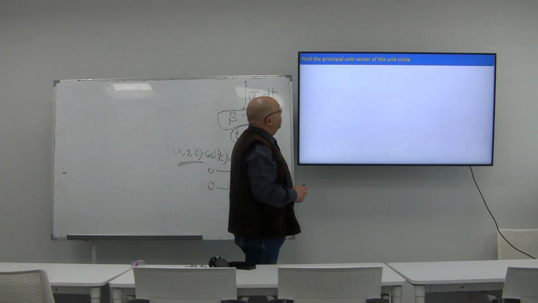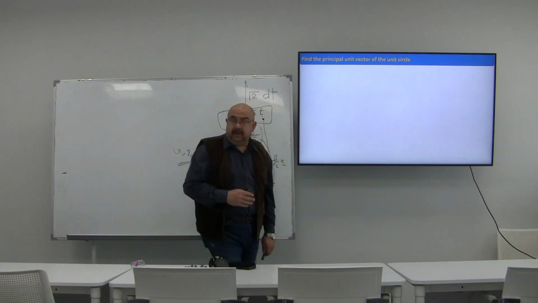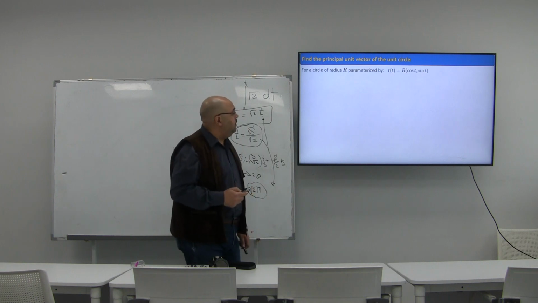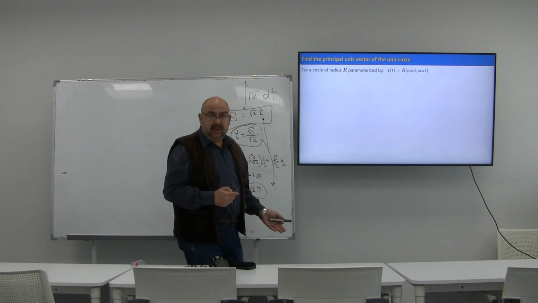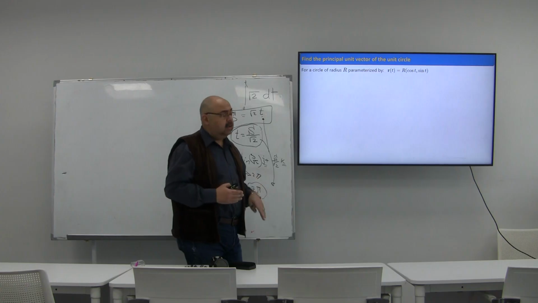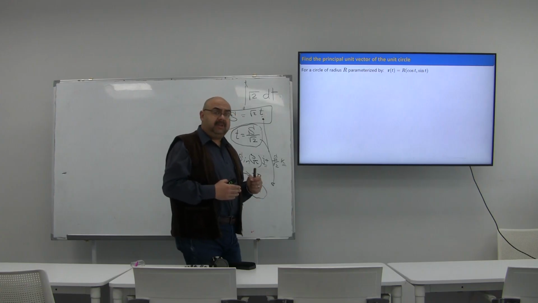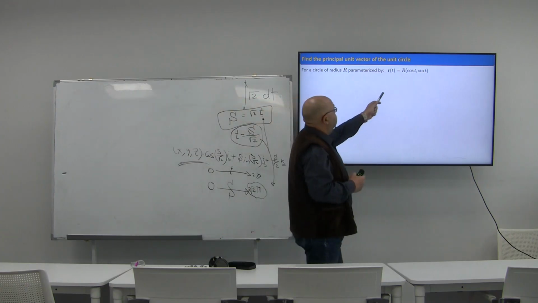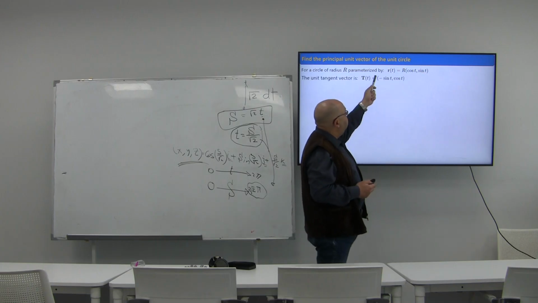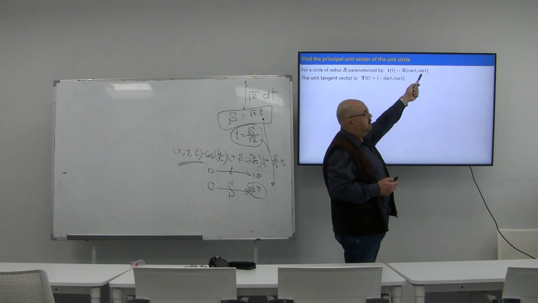Now to find the principal unit vector, for an example, on a unit circle, it's really very simple. I have the R now. The R is going to be simply cosine t, sine t. That's the general parametric representation of a general circle. If you are talking about a unit circle, so R, which is the radius, is going to equal 1. So I will have R of t equal to 1 cosine t, sine t.